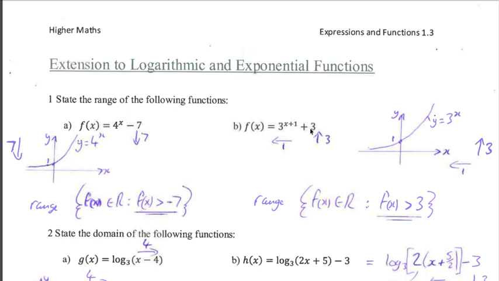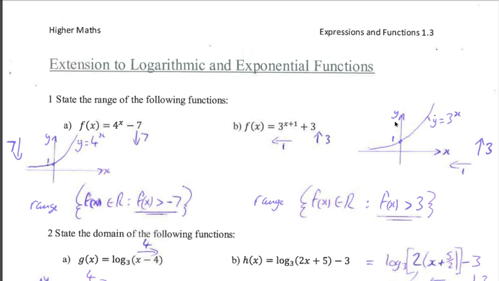Plus 3, so that will move the whole curve up by 3. So I'm just going to look at y equals 3 to the x. And I can think about that moving 1 to the left if I need to. But again, it's not going to change the y coordinates. It's only going to change the x coordinates. And then there's plus 3. So again, y equals 3 to the x does not touch the x-axis.